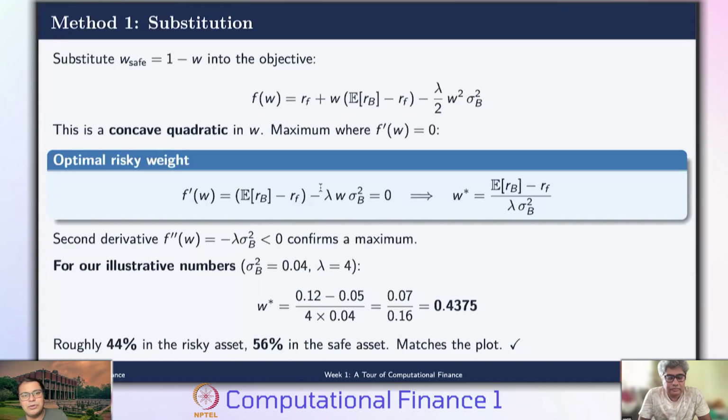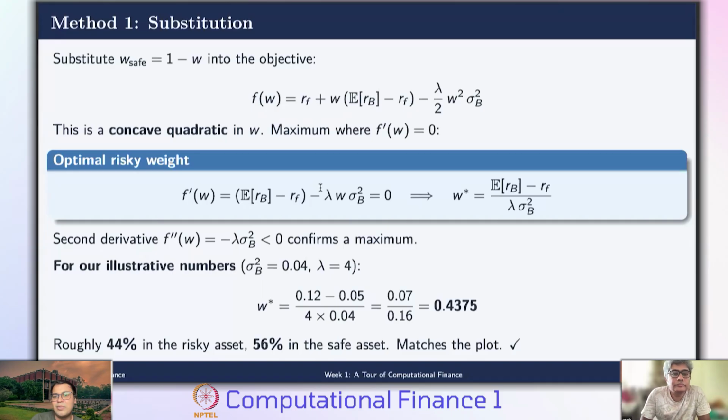So if you set F prime W equal to 0, this RF is a constant, so it drops out. This is W times the constant, where the constant is ERB minus RF. And then this is a quadratic term, so this 2 will cancel out with the 2. That's why, by the way, we had that lambda by 2, in case you were thinking, why did we have that 2? So you end up getting this expression, and if you solve, you get a value for W star.